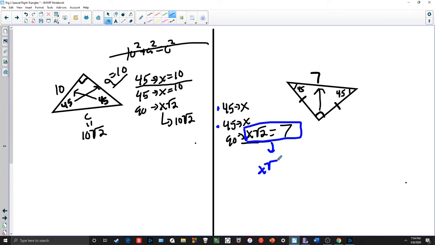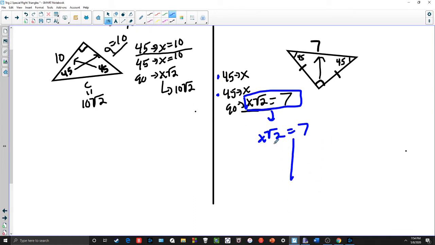x root 2 is equal to 7. I want to know what x is, so just solve for x. And the way you solve for x, I see that's going to be x times root 2. So the way I get rid of times root 2 is I divide by root 2. Divide by root 2. And I get x is equal to 7 over root 2.